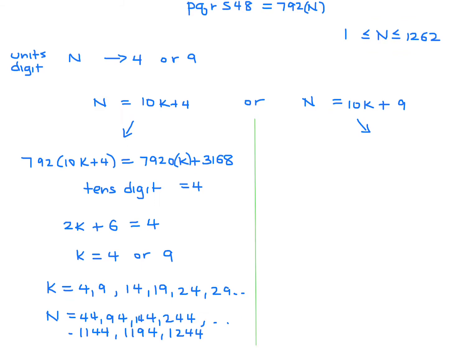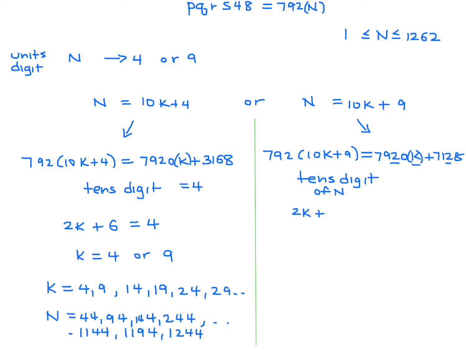So now we're going to do the exact same thing, but this time with 10k plus 9. So 792 times n, so 792 times 10k plus 9. And when you multiply that out, we get 7920k plus 7128. And then now we'll look at the tens digit for n. And that looks like this 2 times k plus this 2.